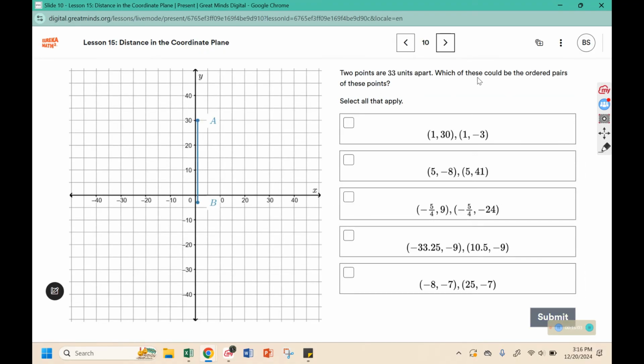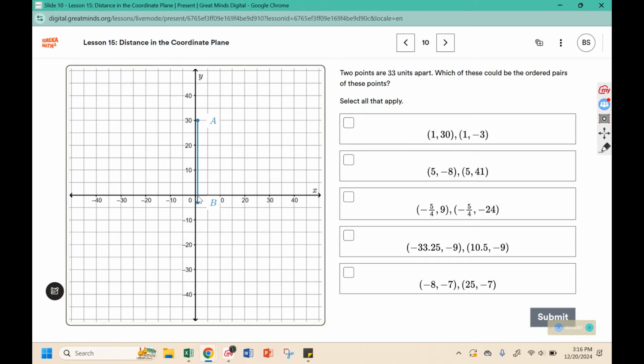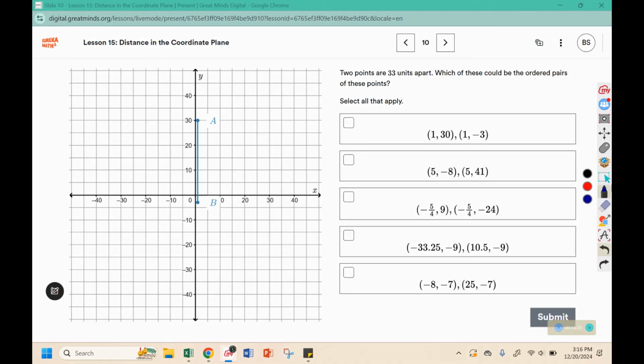2 points are 33 units apart. Which of these could be ordered pair of these points? Now they're in different quadrants, so we need to add their absolute values. We're going to go through and cross off the things that are the same about them, because that just tells us whether it's vertical or horizontal. So now we're adding their absolute values. The absolute value of this is 30. The absolute value of that is 3. 30 plus 3 is 33.